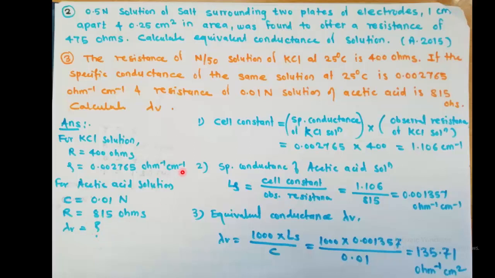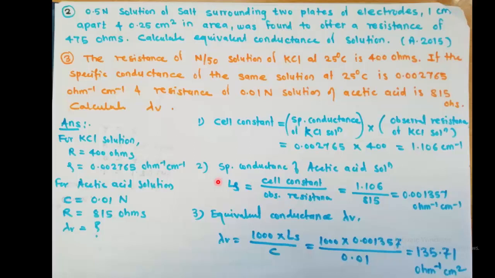Now let us solve. So cell constant is equal to specific conductance of KCl into observed resistance of the KCl. So specific conductance is given 0.02765, observed resistance is 400. Do the multiplication and simplify this. The value comes to 1.106 per centimeter. This is the value of the cell constant.